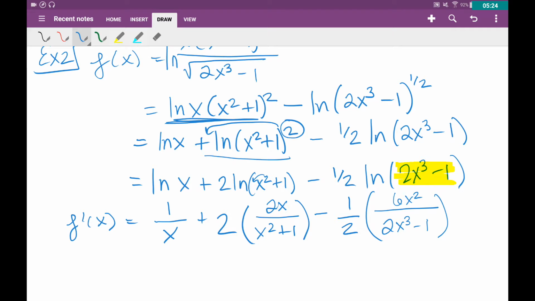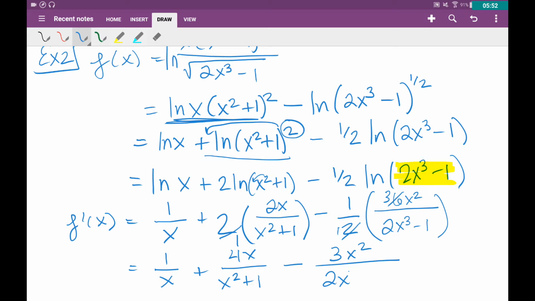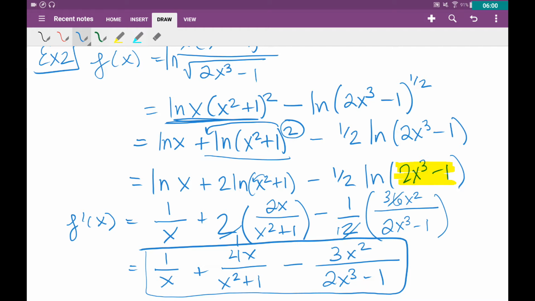So now it's just simplifying some things. 1 over x, there's nothing to do with it. 2 times 2x, because remember this is like a fraction, so 2 times 2 is 4x. The bottom is still just x squared plus 1, minus. Here I'm going to do 6 over 2, which reduces to 3 over 1. So it's just going to be 3x squared over 2x cubed minus 1. And that's it. There's nothing else I'm going to put. I'm not going to put those together in any other fashion. I'm just going to leave them just like that.